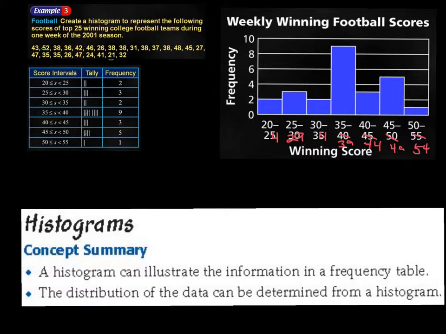A histogram can illustrate the information in a frequency table. The distribution of the data can be determined from a histogram.